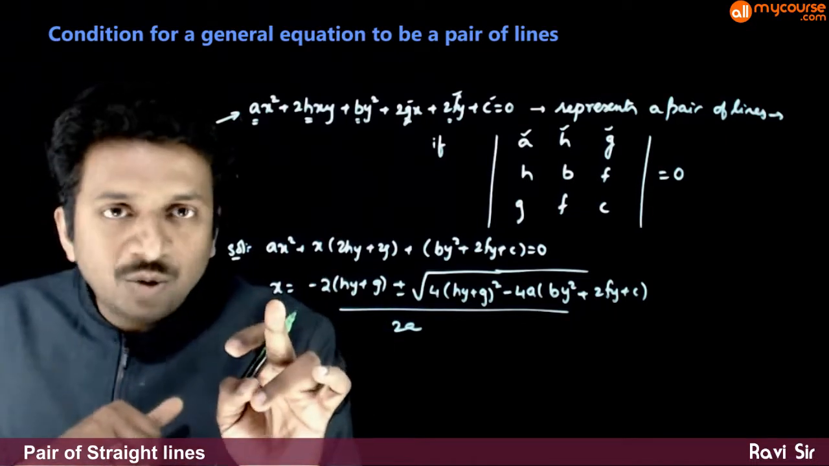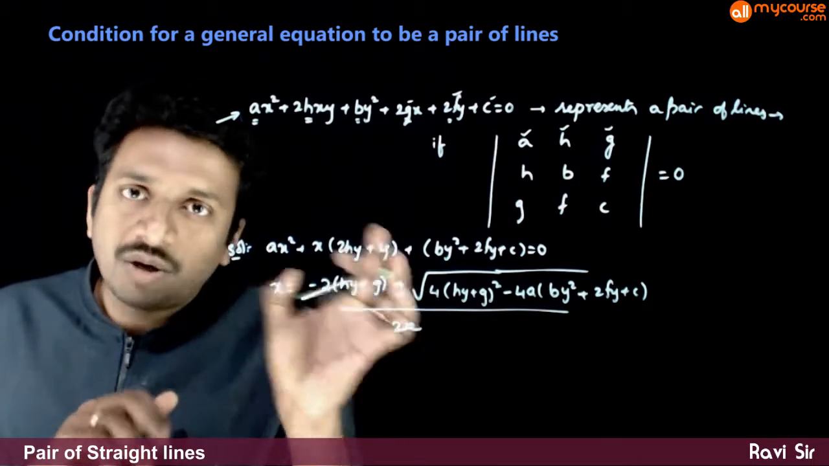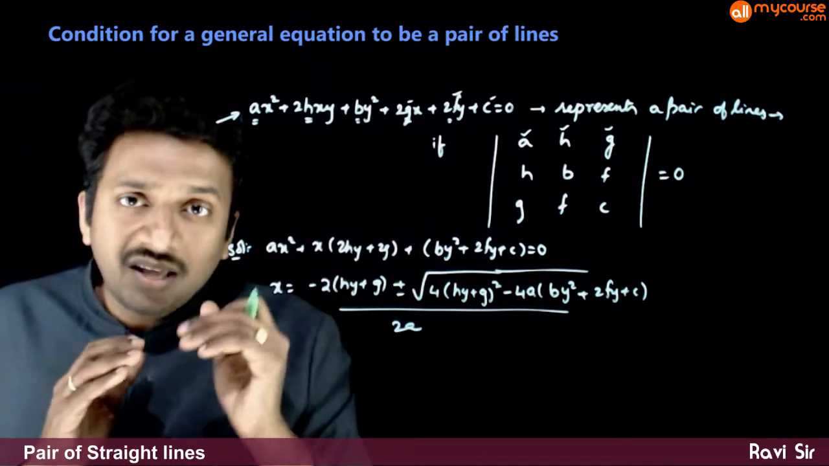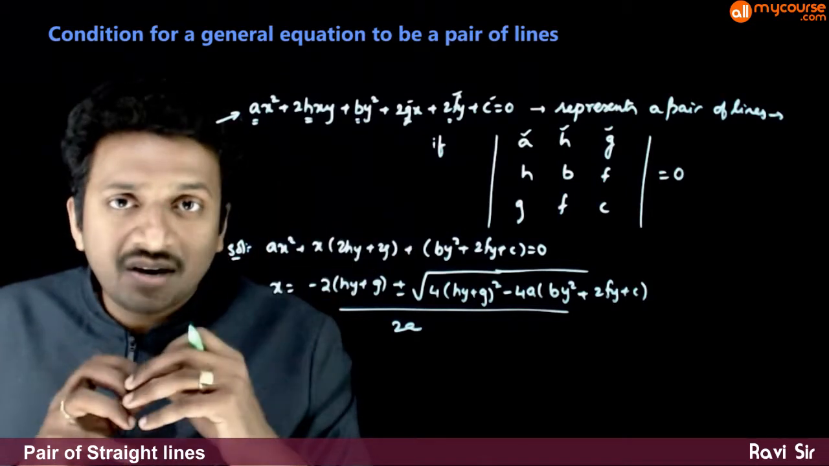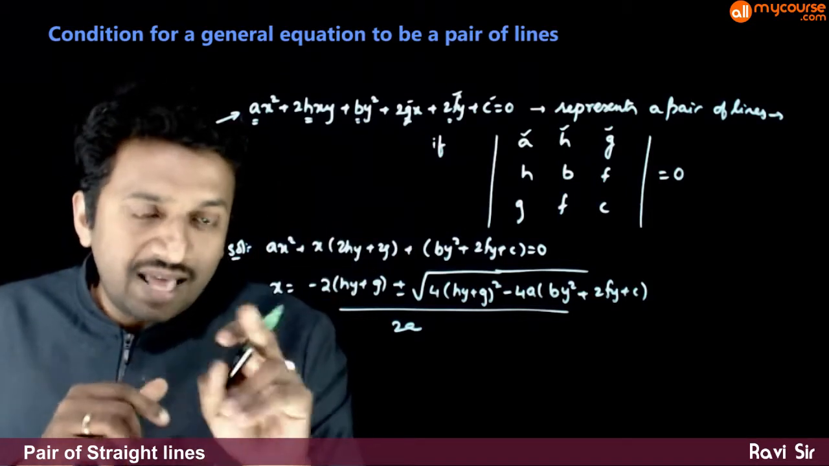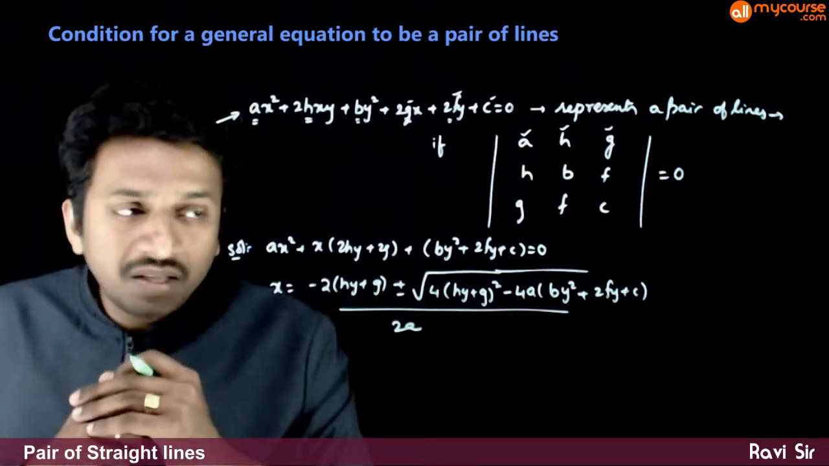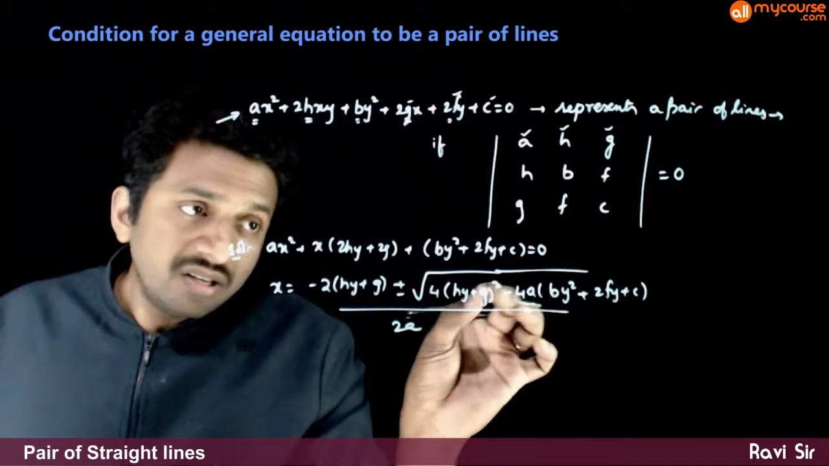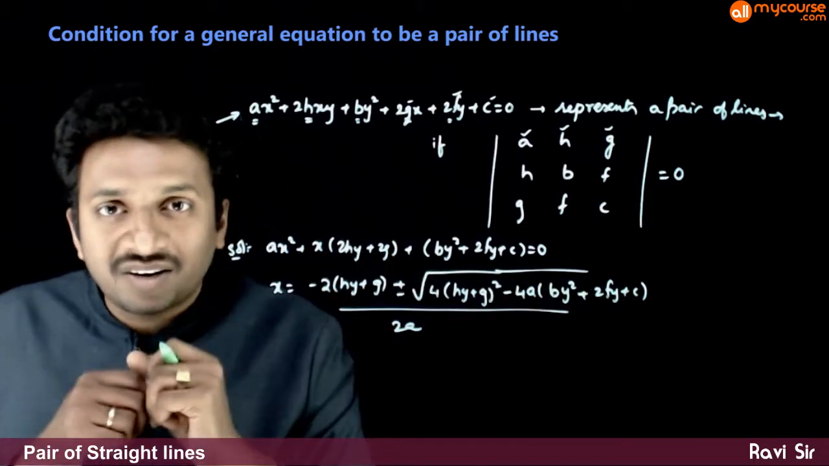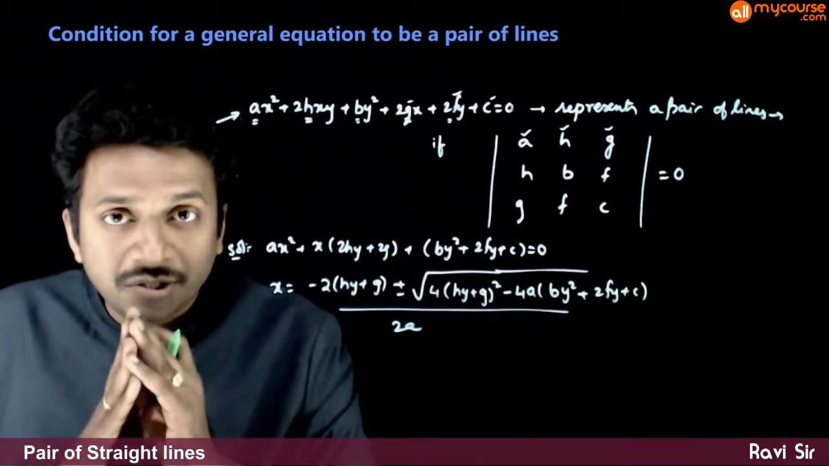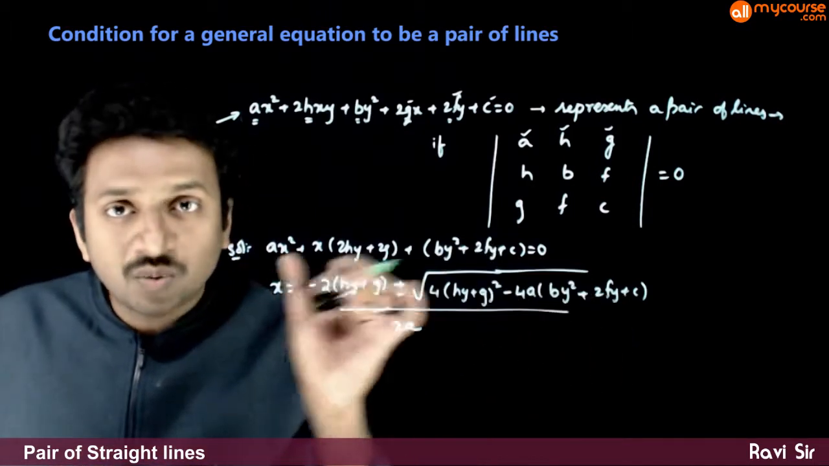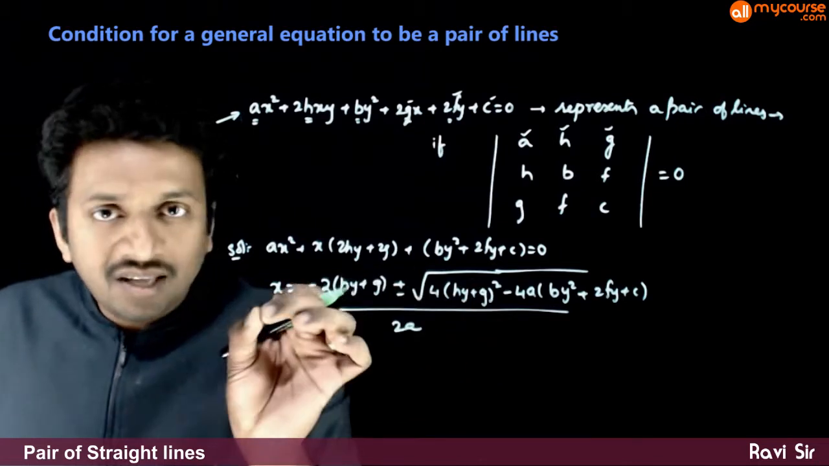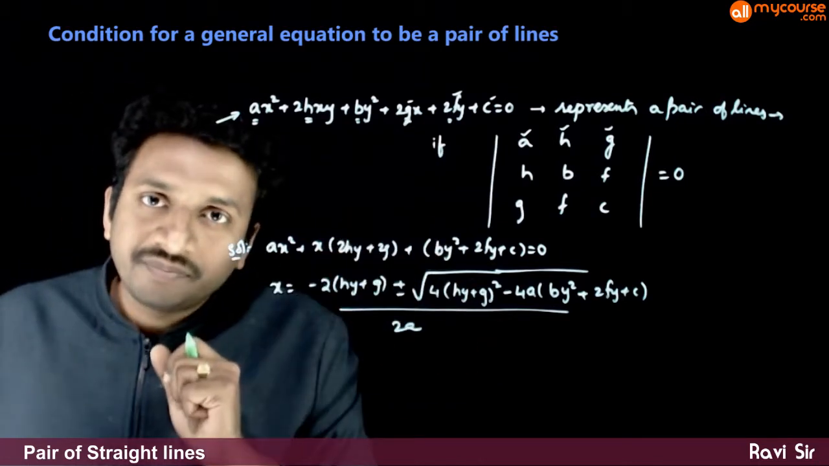So if x has to be a linear function of y, that means if this has to be able to be separated into two factors, then x has to be a linear of y. So this expression in y has to be a perfect square. We have discussed this in the previous question also. If the expression inside the square root is a perfect square, then the square root gets eliminated and you get x as a linear of y.